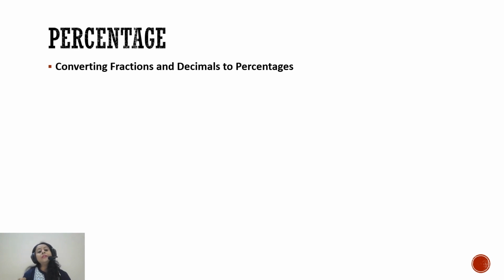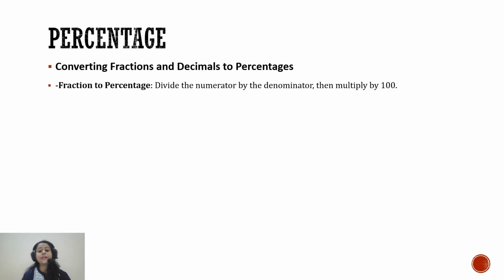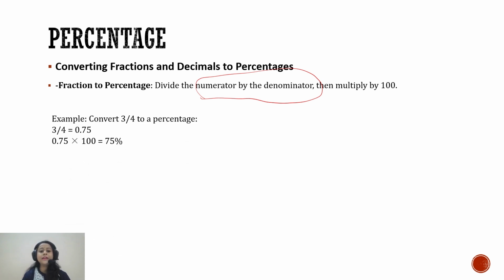Next formula: how we can convert fractions and decimals to percentage. It is very easy. For a fraction, we always have a numerator and a denominator. So numerator by denominator, that is the fraction. Divide the numerator by the denominator. First you have to find out the value, which can be represented in decimal. Then you have to multiply it by 100.